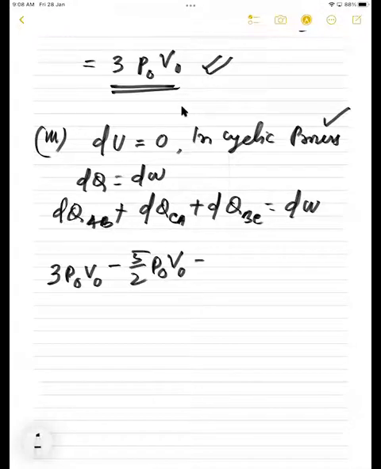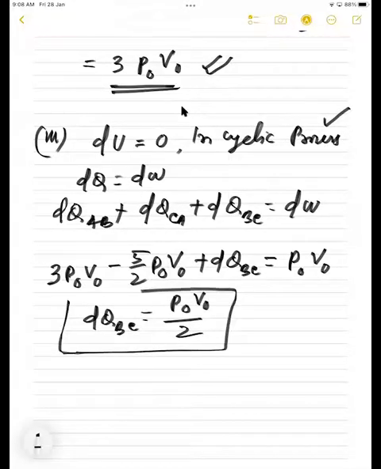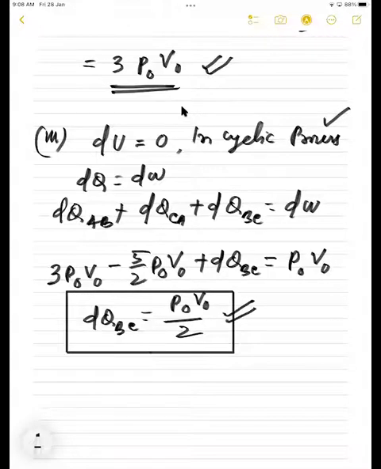Then delta Q BC is equal to the work done dW, and the total work done, how much did you get from the area? P naught V naught, right? So from here only you can find delta Q BC, that is equal to how much? By solving you will get P naught V naught by 2. Understood, students, how to find the heat from B to C?